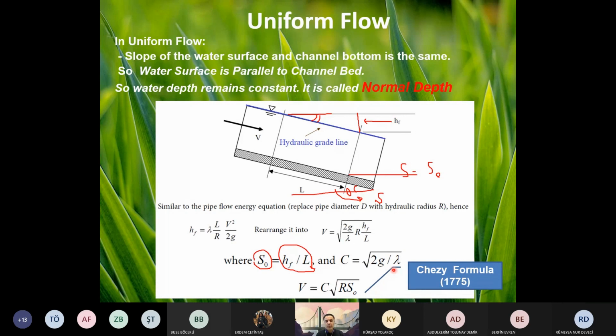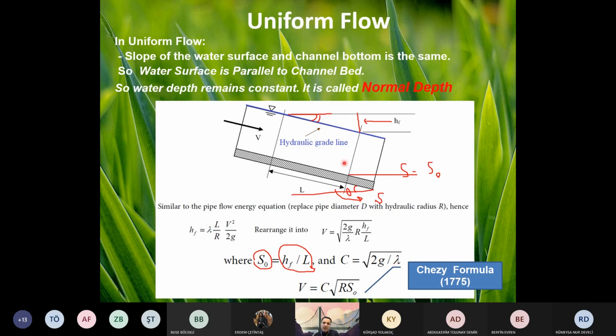Okay, so what is C? C is called the Chezy constant, equal to the square root of 2G over lambda. What is lambda? In fluid mechanics, lambda was the friction factor. This is a parameter we don't know. Based on the different characteristics of the channel, it can vary. But we know G is gravitational acceleration, and 2 is constant. Therefore, in the Chezy formula, C is unknown because lambda is unknown.